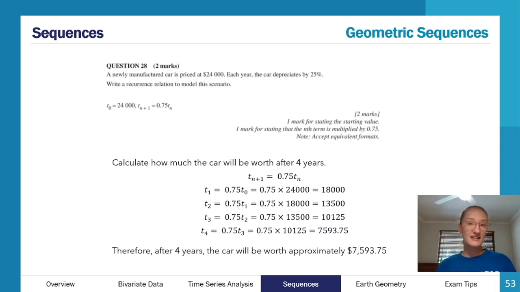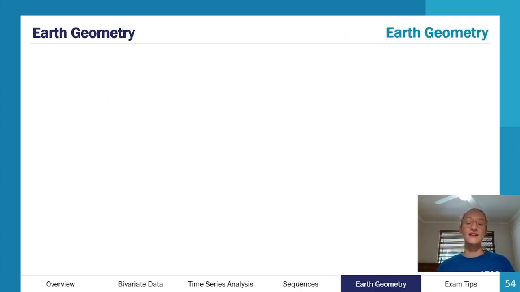And then answer in a sentence. Make sure you're getting all of those marks. So therefore, after 4 years, the car will be worth approximately $7,593.75.